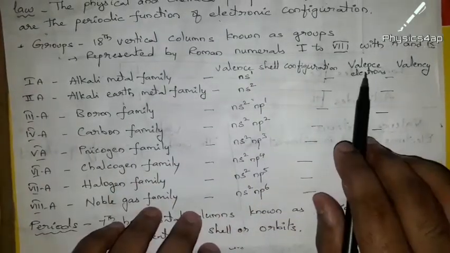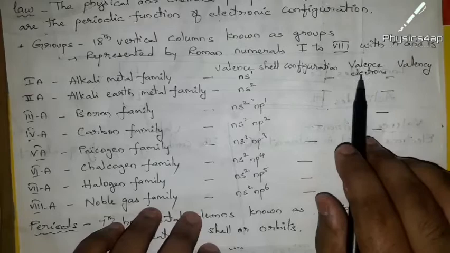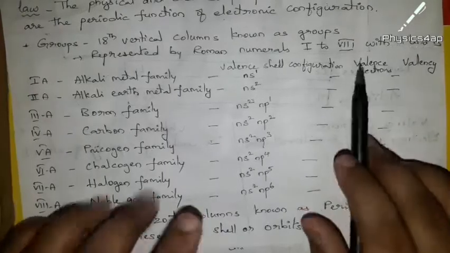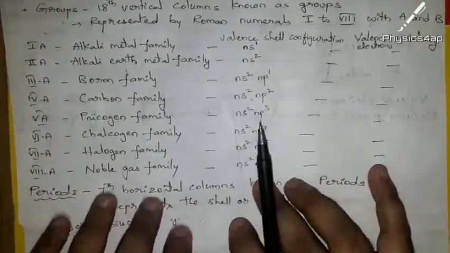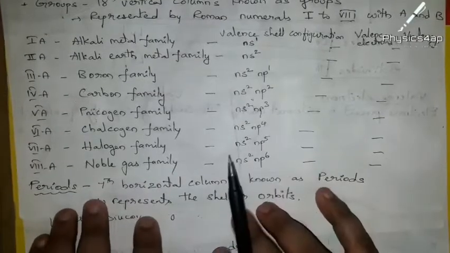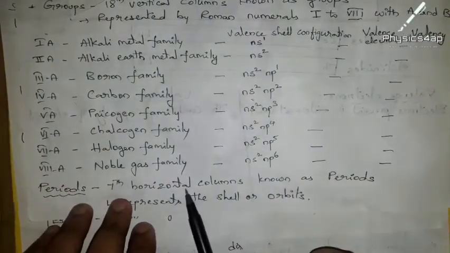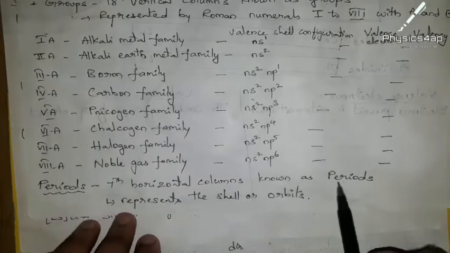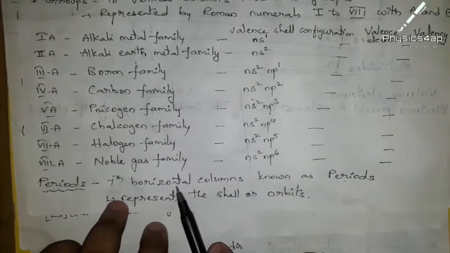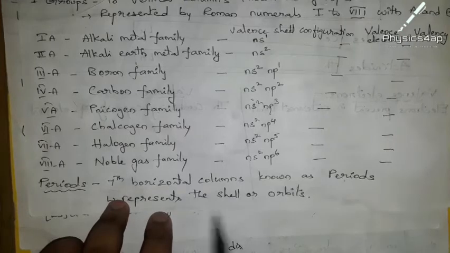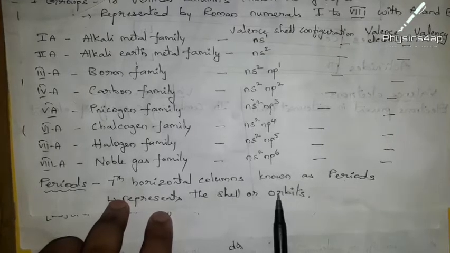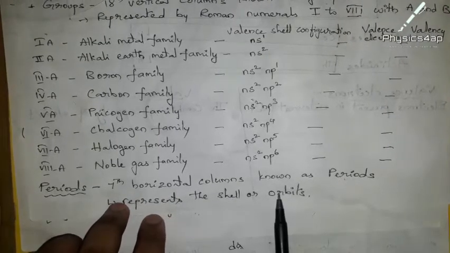Now, what the valency electrons and the valency are, we'll be seeing later. Now coming to the periods, they are the same as in the Mendeleev periodic table. There are 7 horizontal rows, which are called periods, and these periods are also called the shells, or orbits.